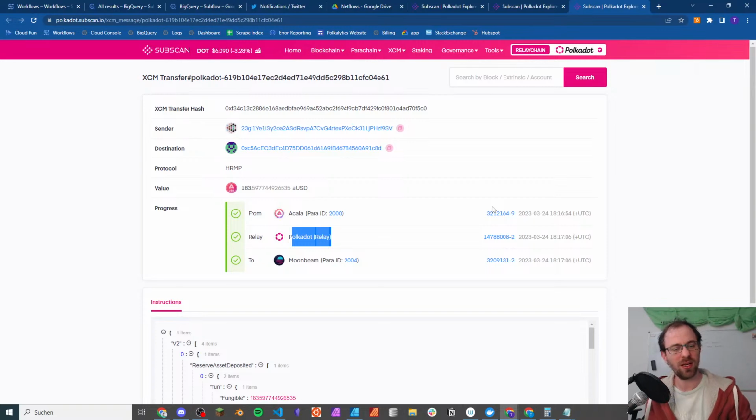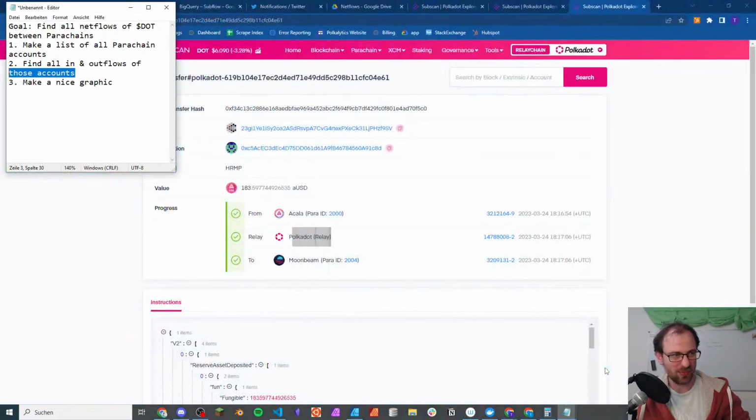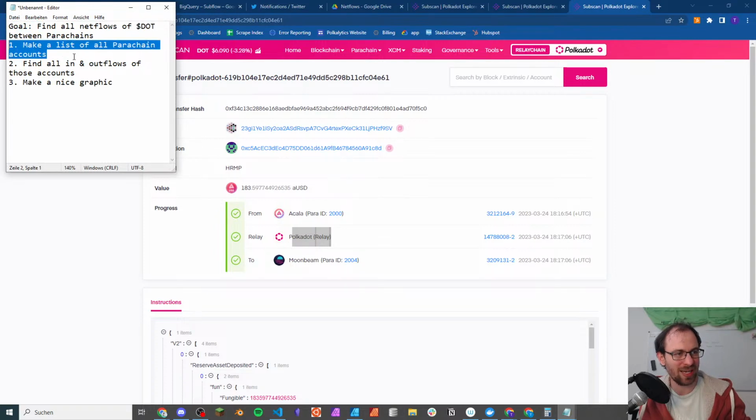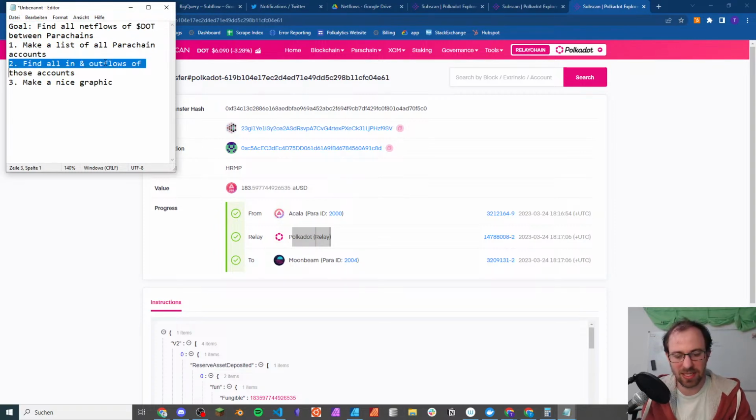Okay, so I will tell you what I did last time when I came across this problem. Our goal is to find all net flows of DOT between parachains. We have our list of parachains, and now the question is, how can we find all in and outflows of those accounts? We just confirmed on Subscan that we cannot see any relevant event or extrinsic on the relay chain that tells you anything when value is flowing from one parachain to another parachain. And this is one of the most relevant cases. So in this case, if you don't see an event, what can you do?